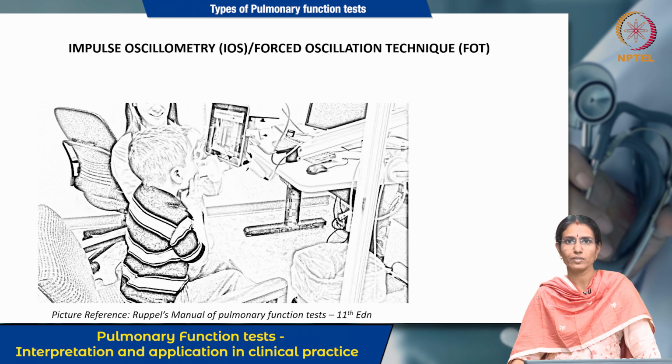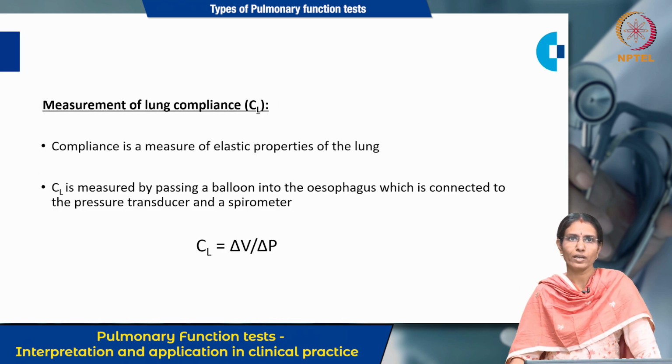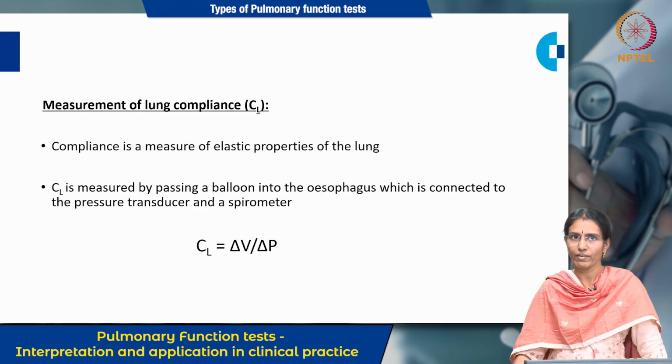And here in this picture you can see the child holding on to the cheeks and with the nose clip on. Child is breathing normally, spontaneously, through the mouthpiece, and he is holding on to the cheeks to make a tight seal at the lips. So, this is the technique used to measure airway resistance, and this technique is called impulse oscillometry or forced oscillation technique.